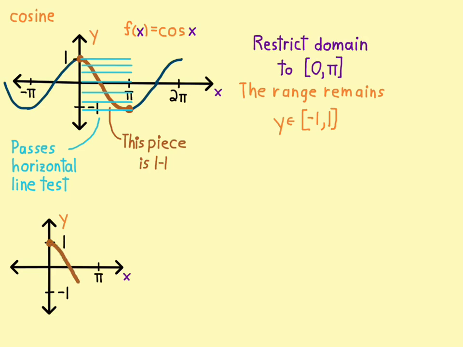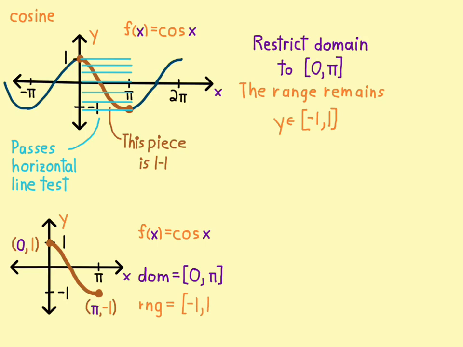And the inverse, when we do the inverse, well, that's the thing we're doing the inverse of. I labeled the endpoints 0, 1 and pi, negative 1. Those will be switched. Those will become, when we do the inverse, we'll get 1, 0 for one endpoint and negative 1, pi for the other endpoint. Right, so this is the cosine, right? Domain 0 to pi and range negative 1 to 1.